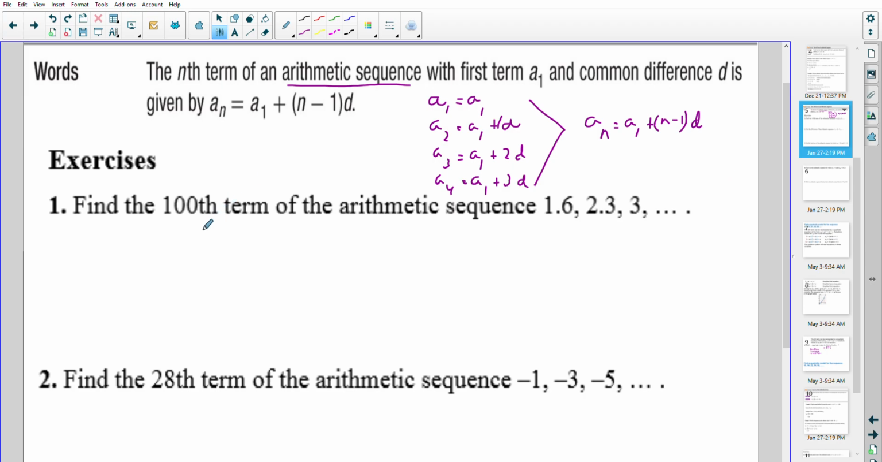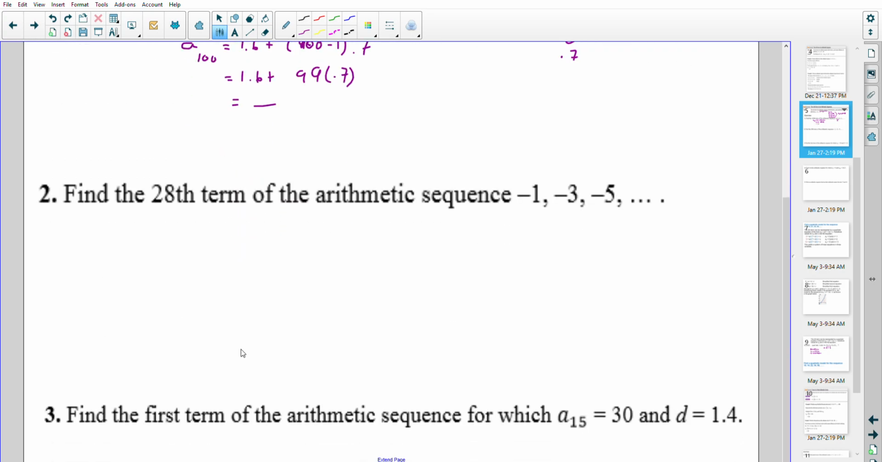So, for example, if the question is find the 100th term of the arithmetic sequence, then the 100th term, a sub 100, is equal to the first term, 1.6, plus n, which is 100, minus 1 times the common difference. Now, the common difference, you're either thinking positive or negative, and it's going to be 0.7. So it's 1.6 plus 99 times 0.7, and that will give you your answer.